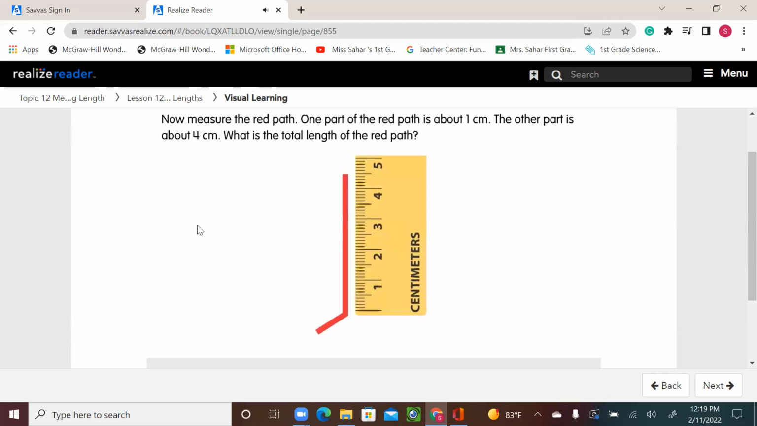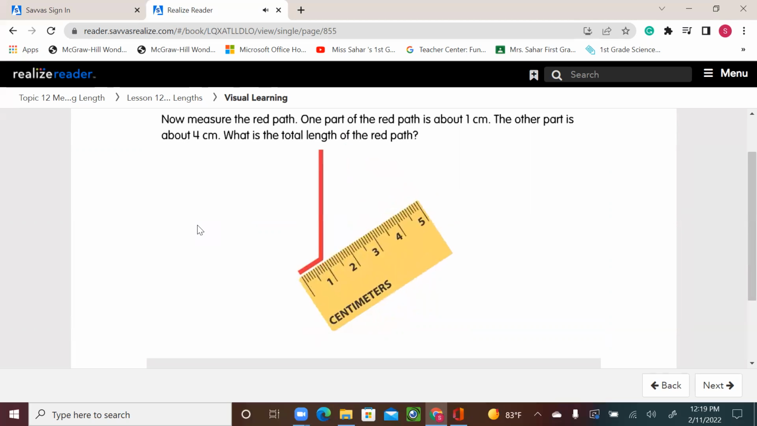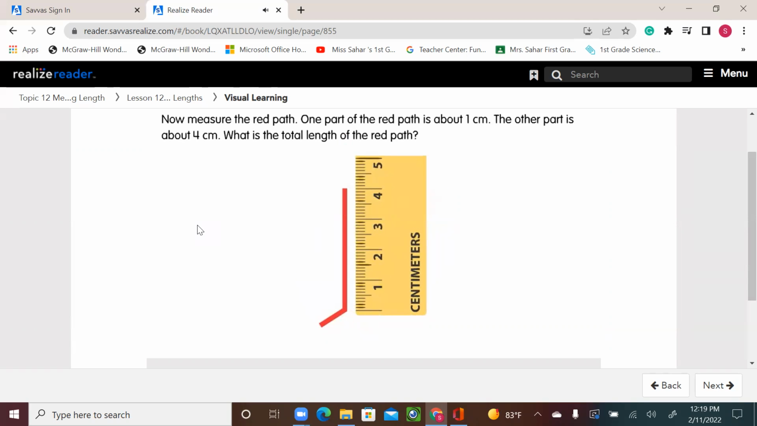Now measure the red path. One part of the red path is about 1 centimeter. The other part is about 4 centimeters. What is the total length of the red path?